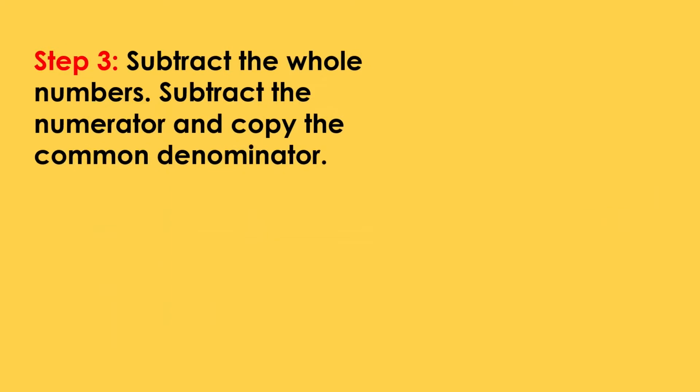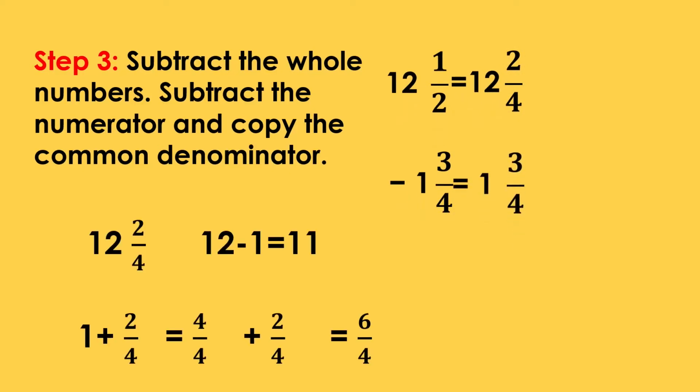Step 3. Subtract the whole numbers. Subtract the numerator and copy the common denominator. We notice that 2 is less than 3, so we need to regroup. When we regroup, we will take one whole from a whole number. We will get 1 from 12 and it will be 11. We add 1 whole to the fraction. 1 plus 2/4 is equal to 4/4 plus 2/4, and that is equal to 6/4.